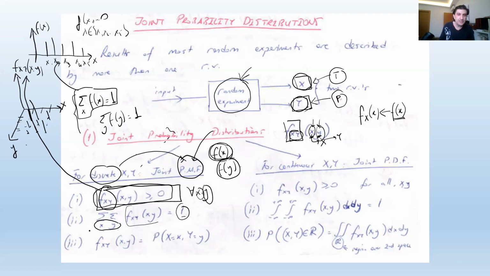And actually the third property gives an idea or summarizes this whole point. The probability mass function of x and y at a specific x and y value is going to be equal to the probability at that point.